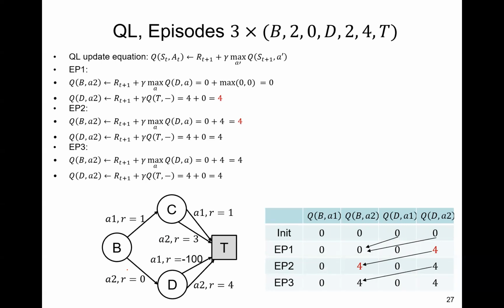So this is another sequence of updates. From D, you take A2, and it's very similar, except now the QD-A1 is initialized to 0. But you see a better action of A2 with reward of 4, with a Q value of 4. So it'll take the max of these two and update QBA2 to be 4.